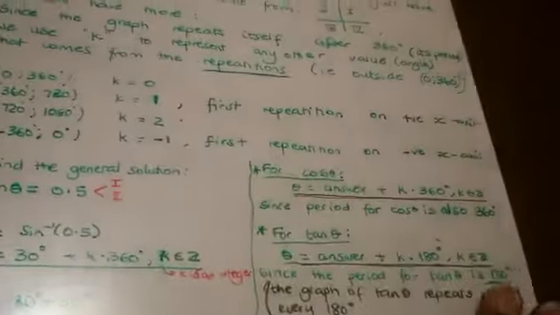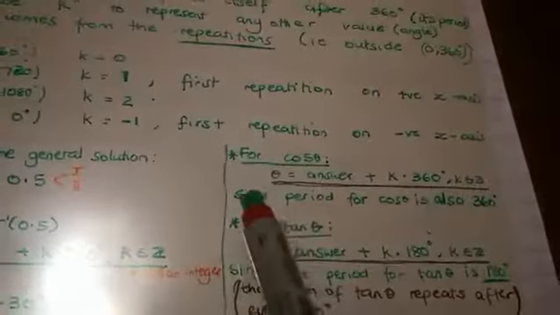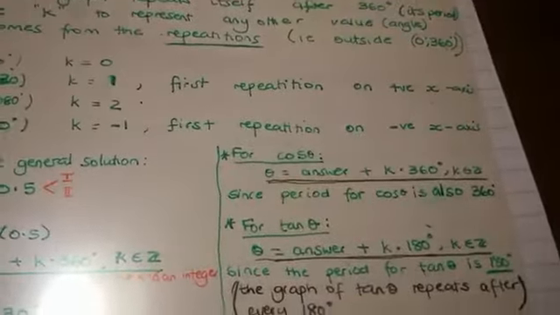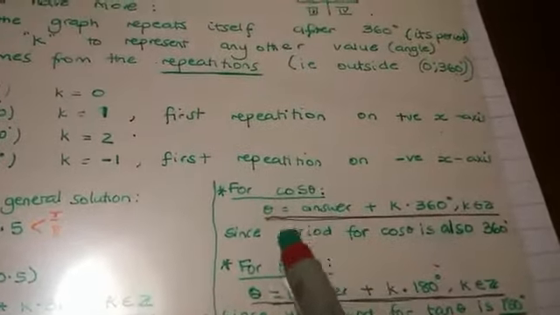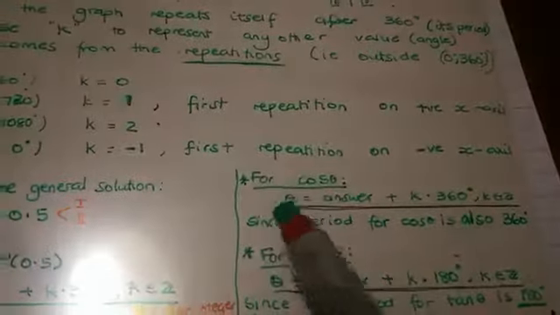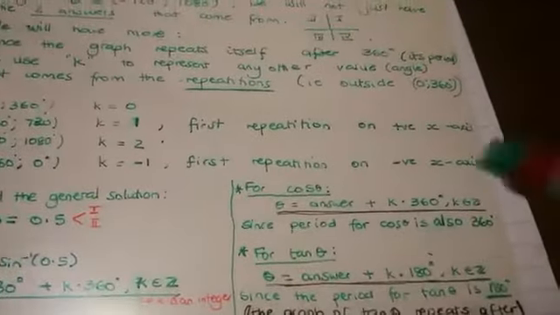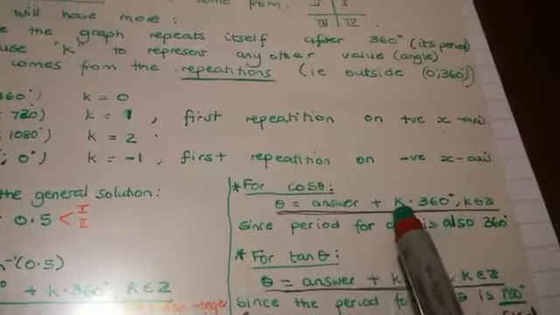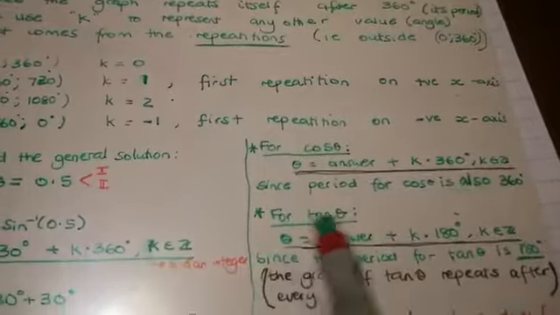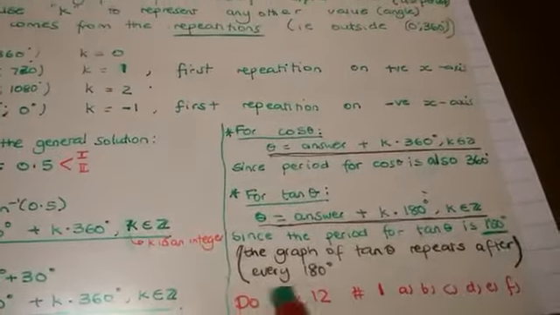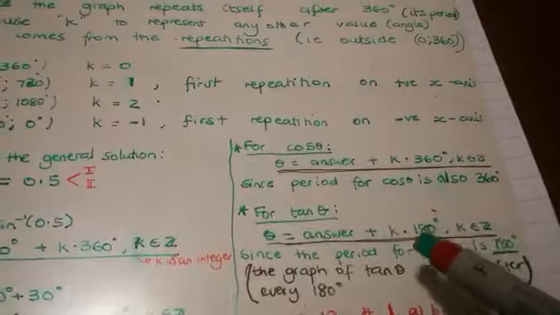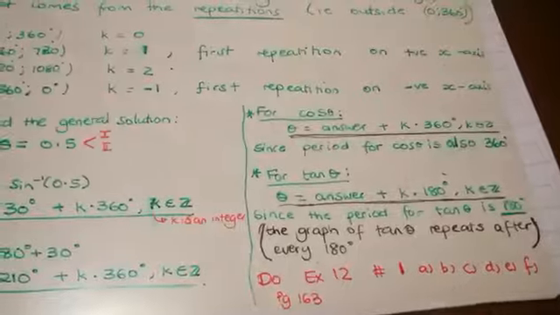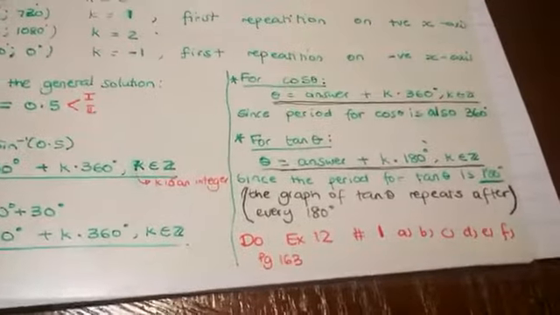Okay. So what happens if it's cos? Now we know that the period for cos is also 360. So that means when you do your answers, you just work as we normally did. And then when you write your answer, it will be theta or beta or B or A, and then it's going to be equal to the answer that you have obtained plus k times 360. And then for tan, because tan repeats itself after 180 degrees, it will then be k times 180 degrees instead. Okay, I hope it is clear.